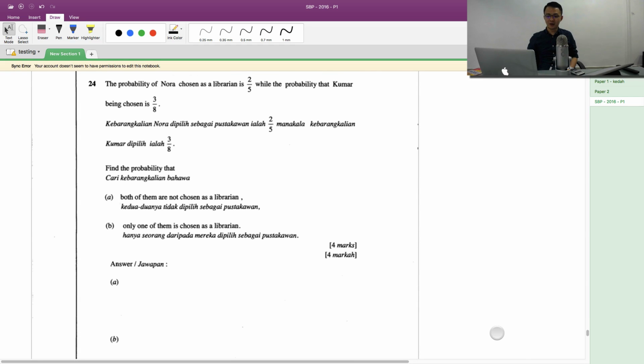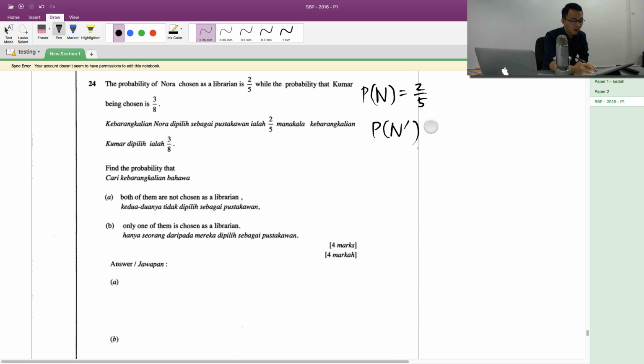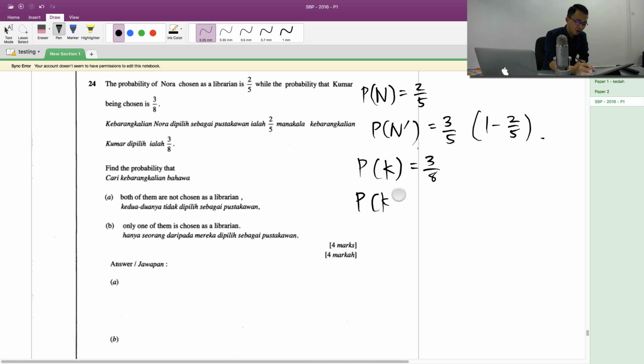Okay, question 24. The probability of Nora being chosen as a librarian is 2/5, while the probability of Kumar being chosen is 3/8. So over here, the probability of Nora being chosen is 2/5. If Nora is not chosen, I put a dot, meaning complement, meaning not being chosen, it will be 1 minus 2/5, right? So it will be 3/5. Same thing for Kumar. If Kumar is chosen, the probability is 3 over 8. If Kumar is not chosen, it's just 1 minus 3 over 8, you get 5 over 8.